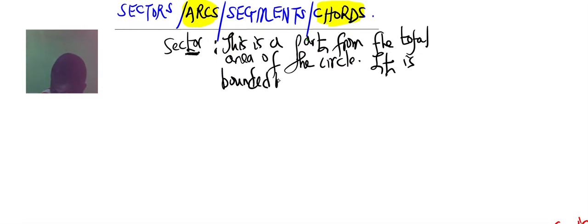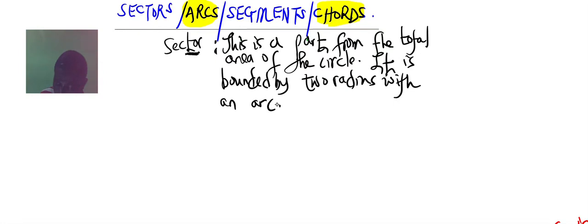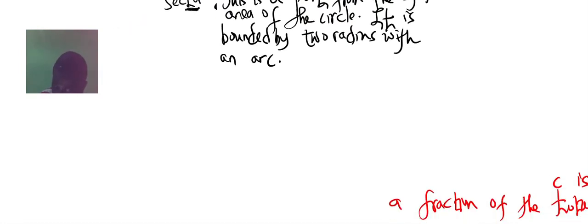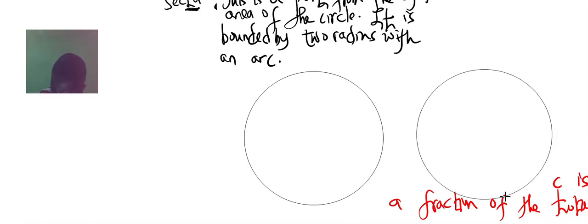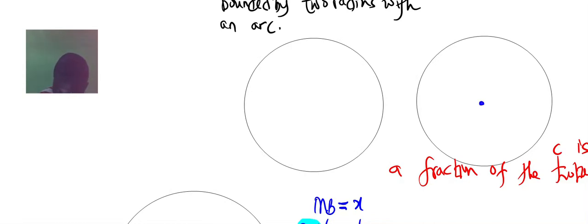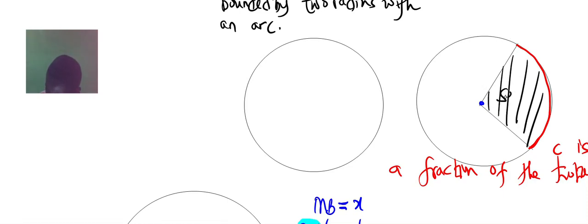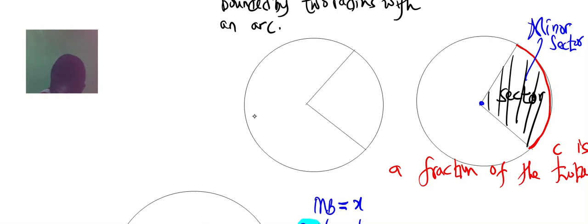It is bounded by... So the idea of sector of a circle is a straightforward concept. If you have a circle with center, we have radius, and we have a particular arc. Now, this region is called a sector. Now, there are 2 parts to the sector. The smaller sector, we call it the minor sector, and the bigger part of the sector, which we call the major sector.